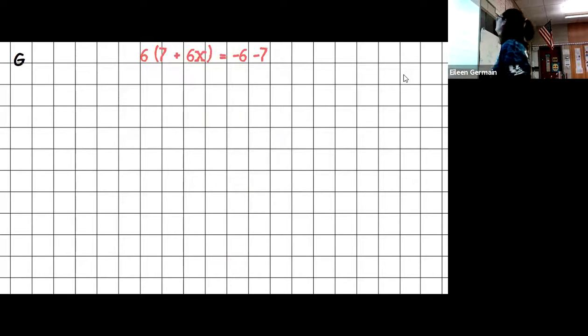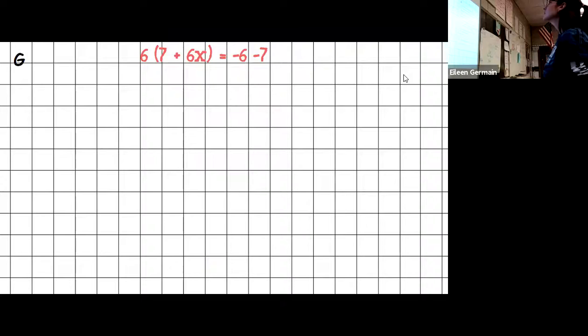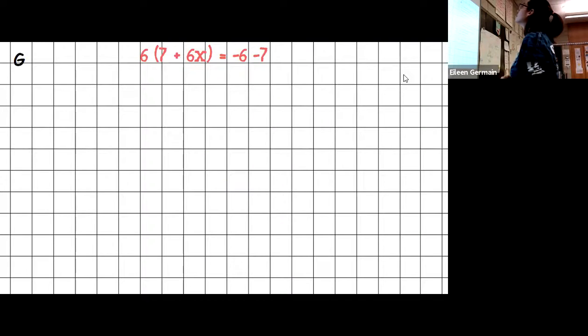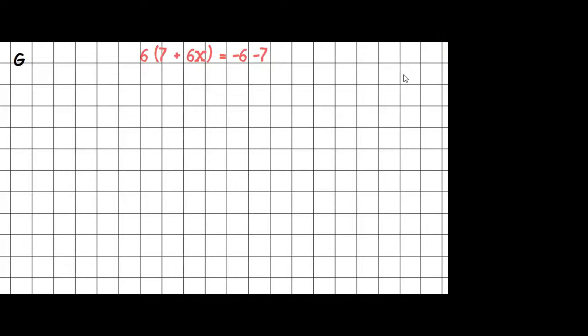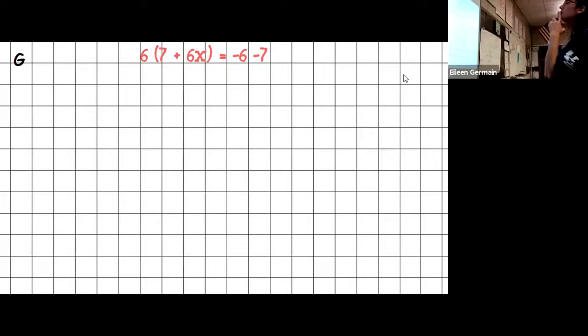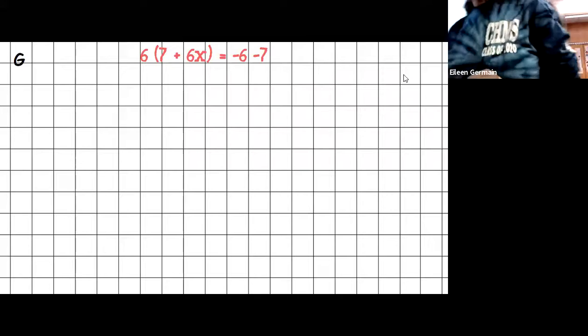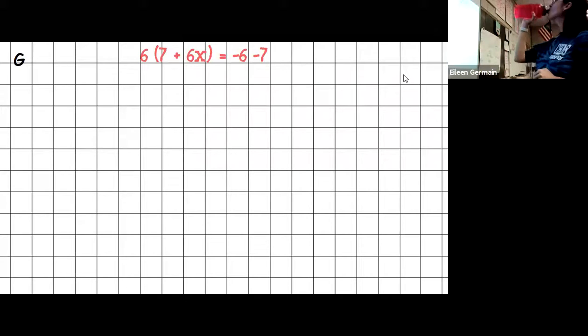Okay, let's take a look at the next piece. Gwen's going to help me with this one. Gwen, when you looked at this one, what did you think you had to do here? So I didn't get to this one, but the first thing I think that I have to do is distribute for the 6. Good, and why wouldn't you divide?